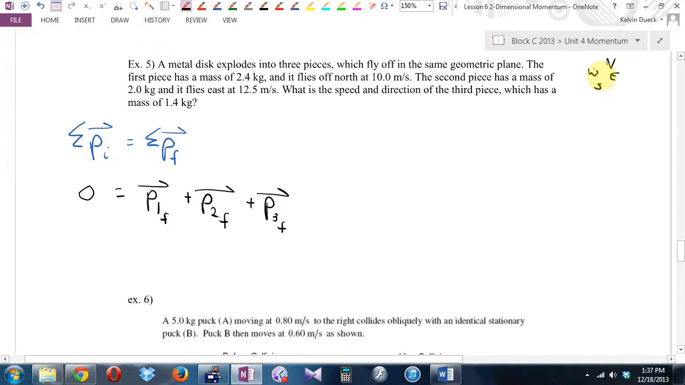What does the final momentum of object 1 look like? First of all, what direction? North? How big? Mass times velocity. 24. Plus? What direction does the second piece's momentum point in? East. How big? 25. Plus.